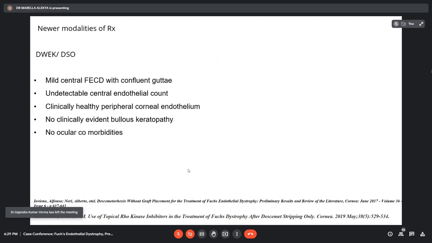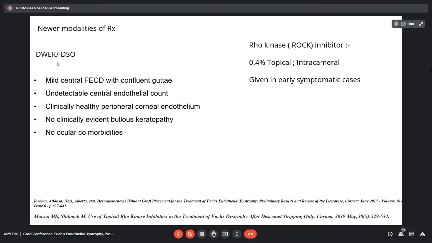Newer modalities of treatment are DWEK or DSO, which means Descemet stripping without endothelial keratoplasty, or Descemet stripping only. It is done in cases of mild central Fuchs endothelial dystrophy with confluent guttae and undetectable central endothelial count. This requires that the peripheral corneal endothelium should be healthy, there should be no clinically evident bullous keratopathy and no ocular comorbidities. Nowadays, Rho kinase inhibitor is used along with DSO for increasing the recovery.